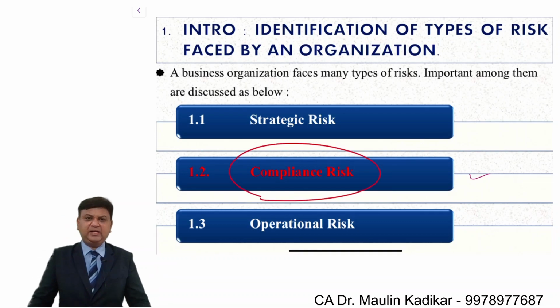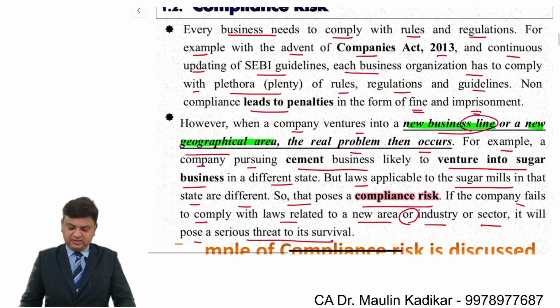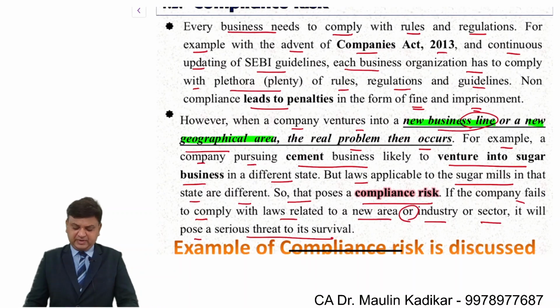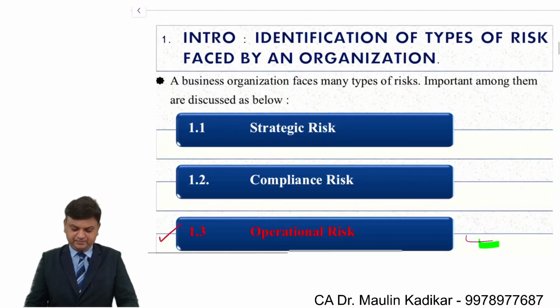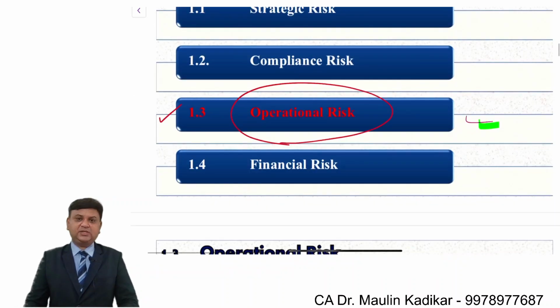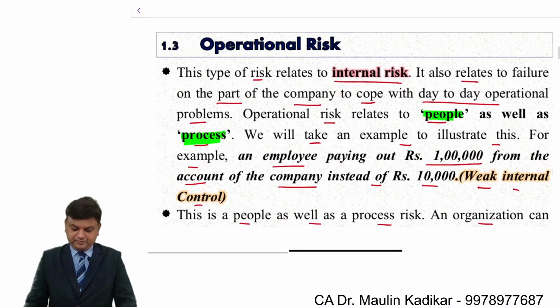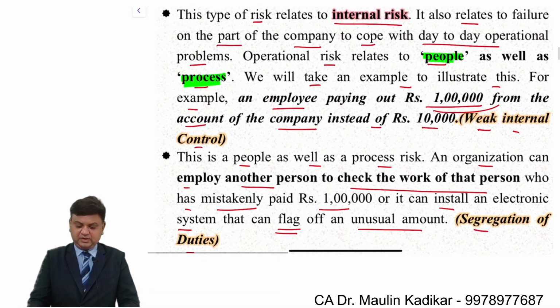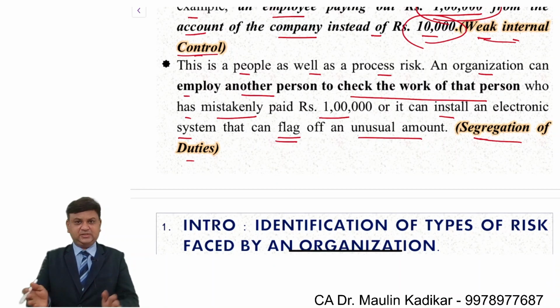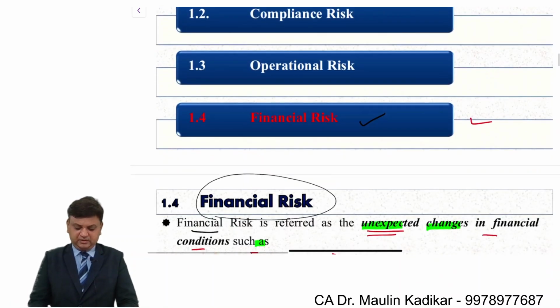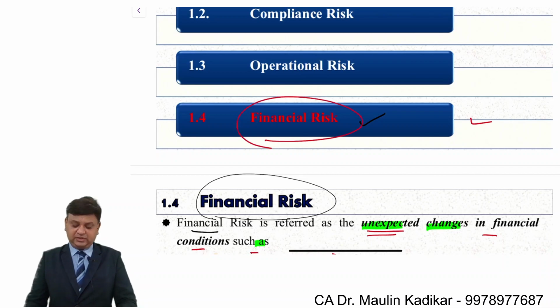Compliance risk: you do not meet the rules and regulations, and because of that, you have to pay a penalty. That is what we understand as compliance risk. The example they have given is Kingfisher. Next is operational risk. It is related to people and related to process. So you pay 1 lakh instead of 10,000. It is a weak internal control system. So you should segregate the duties. That's very simple.